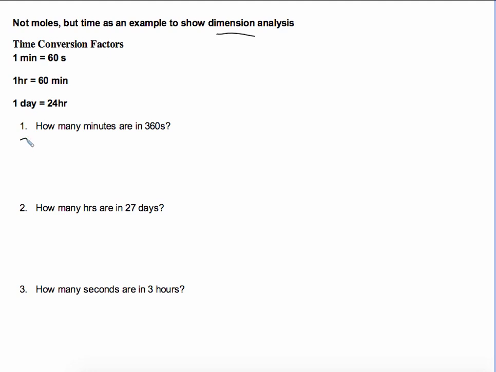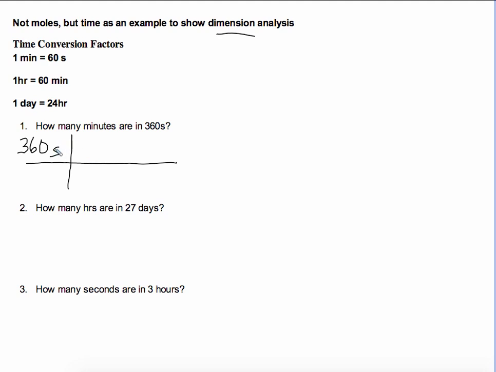Well, the first step when you use dimensional analysis is to write down what the problem gives you, 360 seconds. All right, so you write that down. Now we're going to use these math symbols. We call it a picket fence. The vertical line means multiply. The horizontal line means divide.